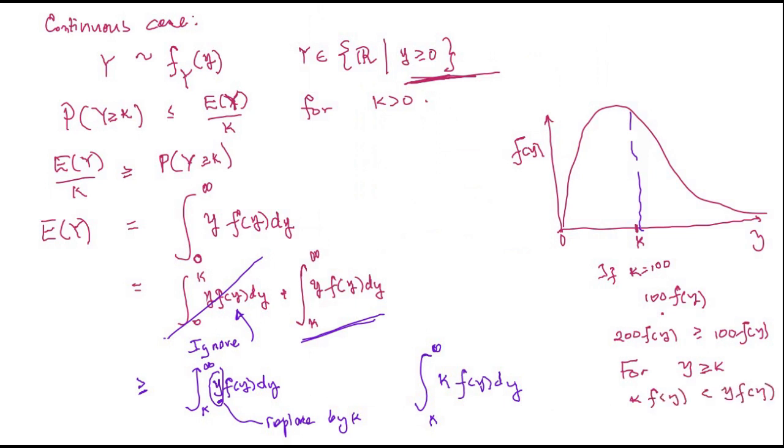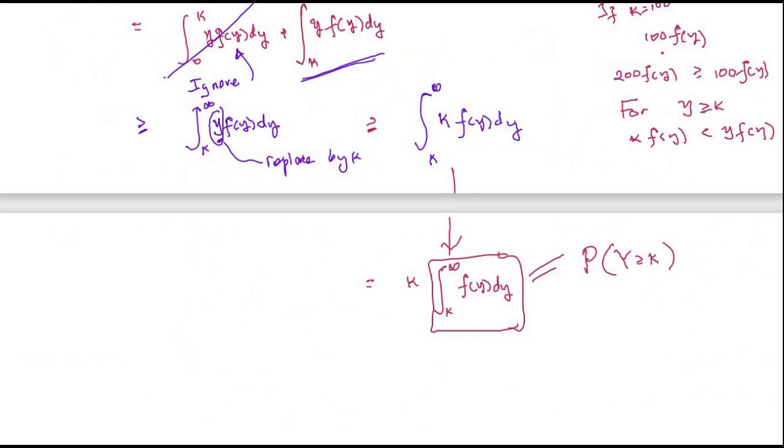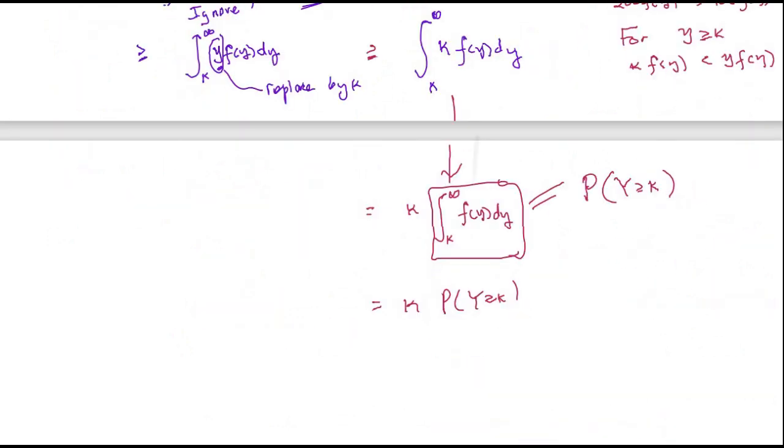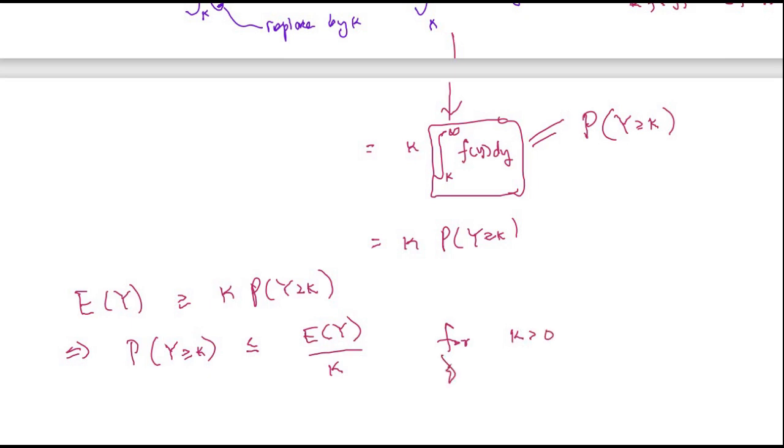So the expected value of y is, again, greater than or equal to the integral from k to infinity of k times f of y dy. And I can take k outside of the integral here, and that gives me k times the integral from k to infinity of f of y dy. And this integral is actually equal to the probability that y is greater than or equal to k. So, putting things together, now we have the expected value of y for a continuous random variable y greater than or equal to k times the probability that y is greater than or equal to k. Rewriting this, we get Markov's inequality, which is the probability that y is greater than or equal to k is less than or equal to the expected value of y divided by k for a constant k, and for a random variable y that is non-negative and is not degenerate at 0.